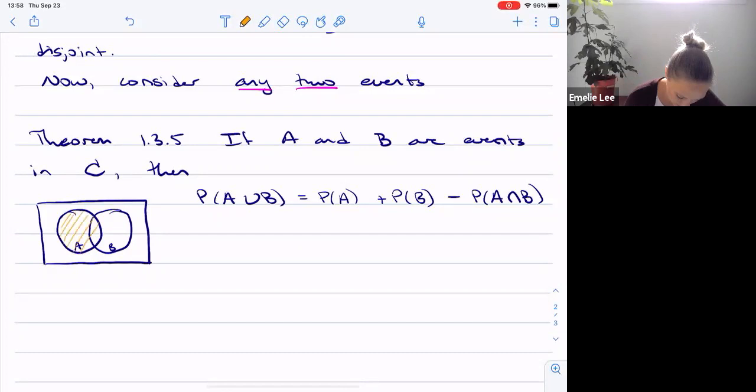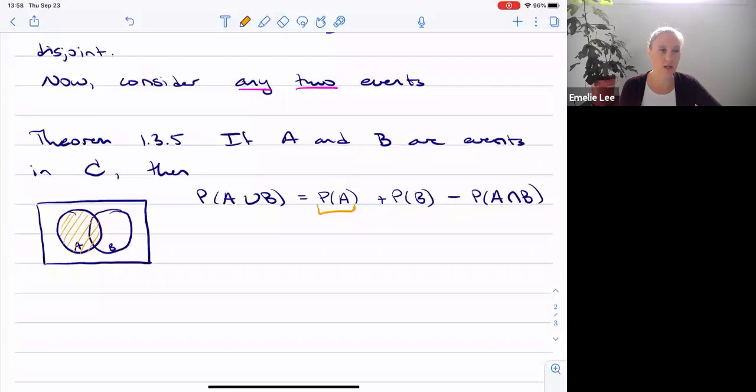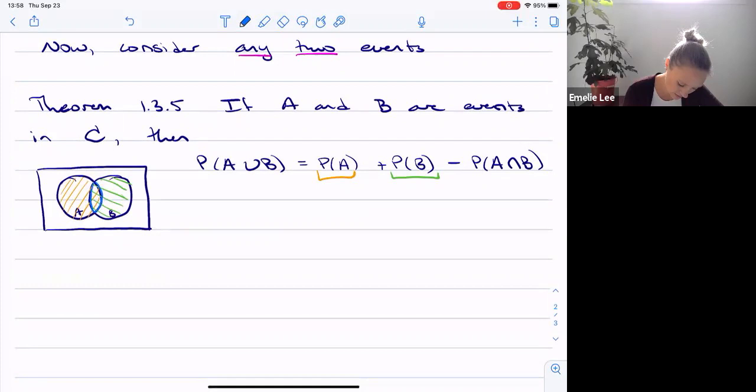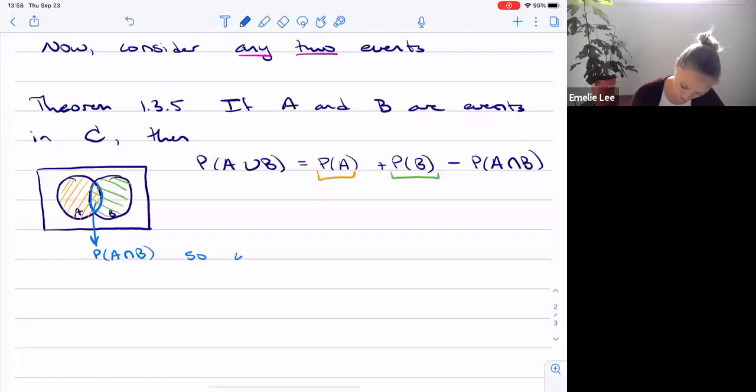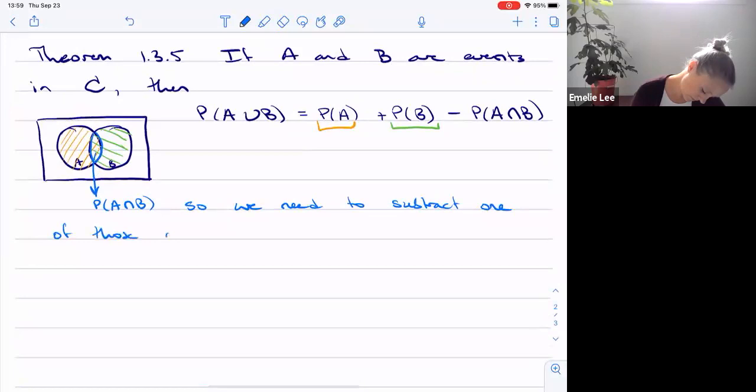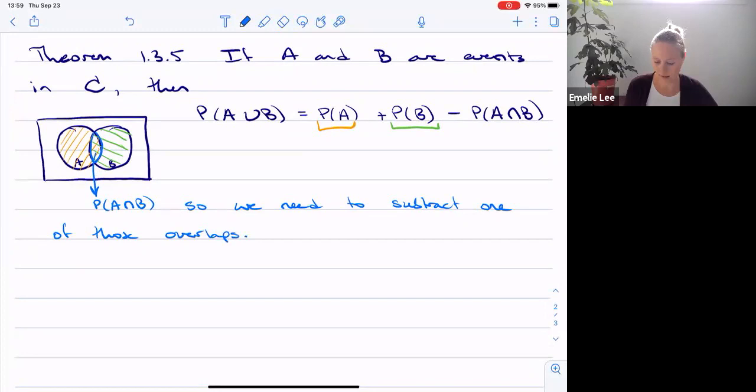Here, the probability of A is the orange section. The probability of B I'll have as the green section. And this area here is the probability of A and B. So we need to subtract one of those overlaps. Okay, and that's where that came from. We didn't have that problem before because they were disjoint. There was no shared space.